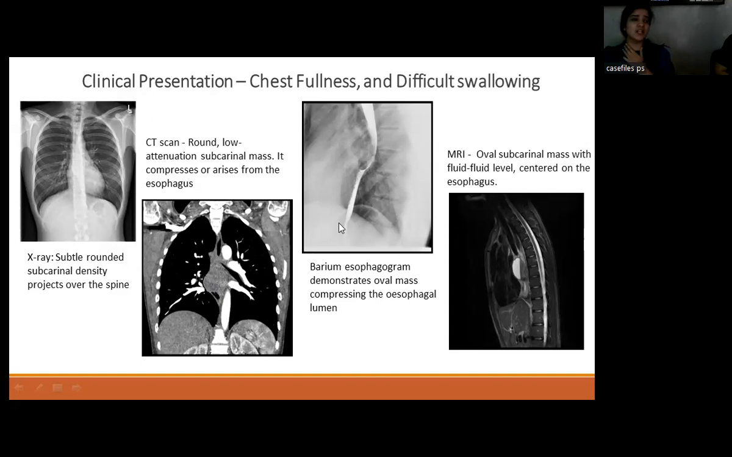In the same patient, an esophagogram was done, and this shows compression of the esophageal wall. It can be intramural or extramural, compressing the esophageal wall. And an MRI was done for this patient, which has shown a fluid-filled lesion, which is centered on the esophagus. So all the modalities can be used depending upon the symptomatology of the patient.